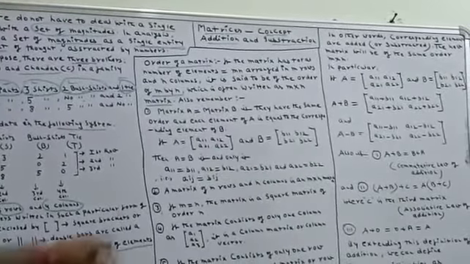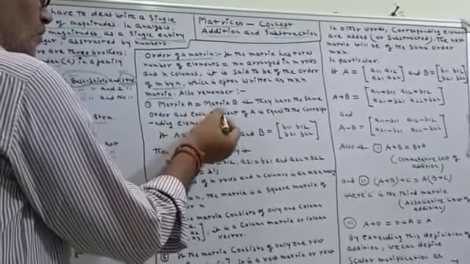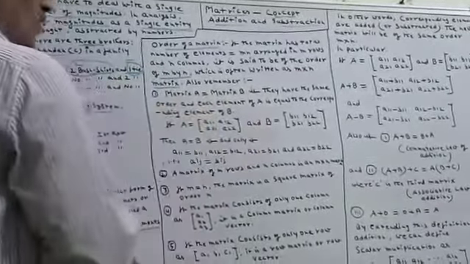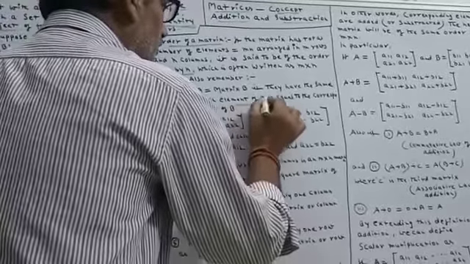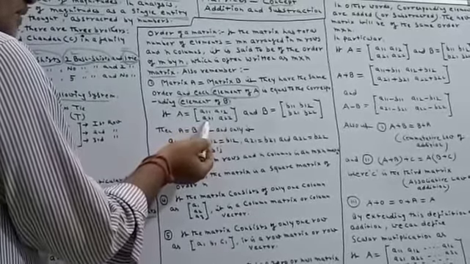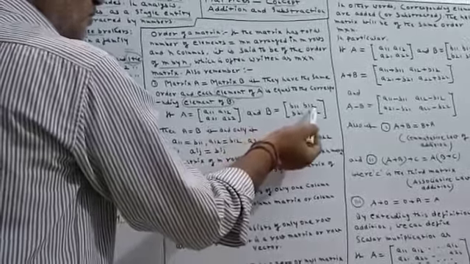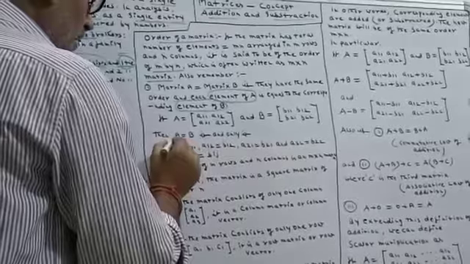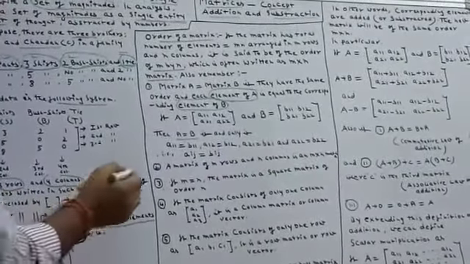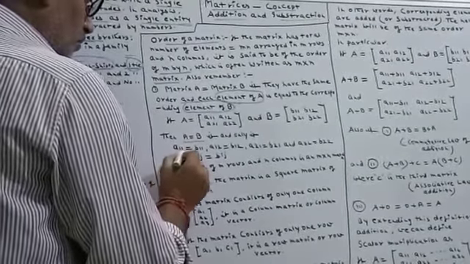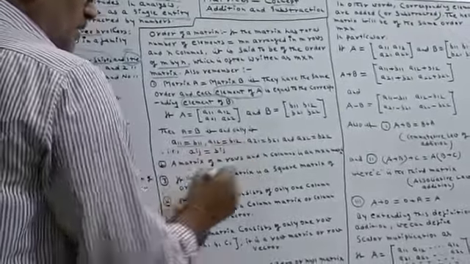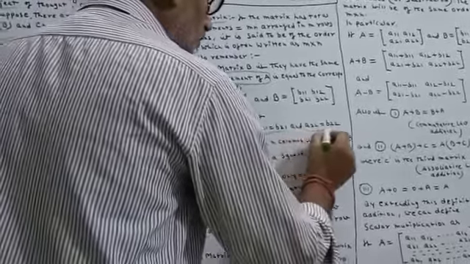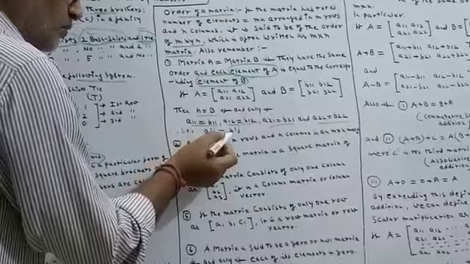Also remember, first, matrix A equal to matrix B if they have the same order and each element of A is equal to the corresponding element of B. If A equal to A11, A12, A21, A22 and B equal to B11, B12, B21, B22, then A equal to B if and only if A11 equal to B11, A12 equal to B12, A21 equal to B21 and A22 equal to B22. That is Aij equal to Bij.